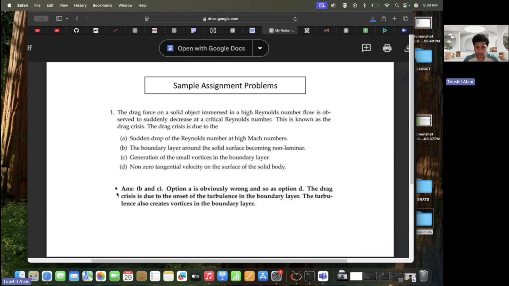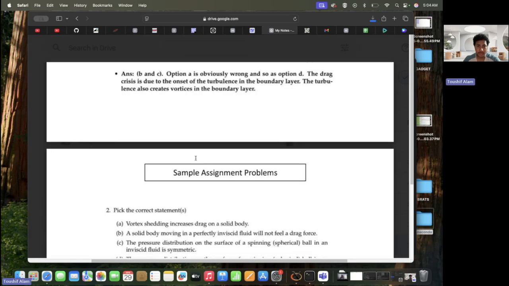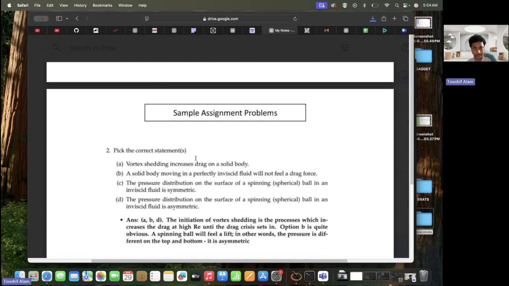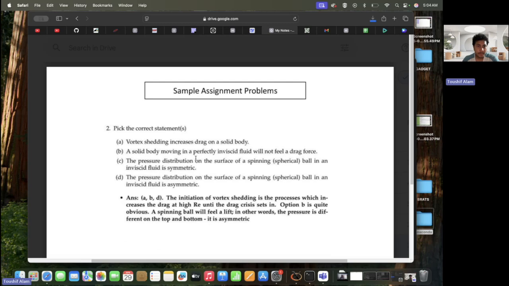The drag crisis is due to the onset of the turbulence in the boundary layer. The turbulence also creates vortices in the boundary layer. So the boundary layer around the solid surface becomes non-laminar, with generation of small vortices in the boundary layer. These are the right options. Next question: pick the correct statement.